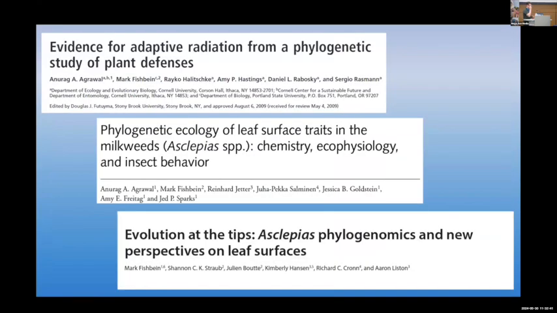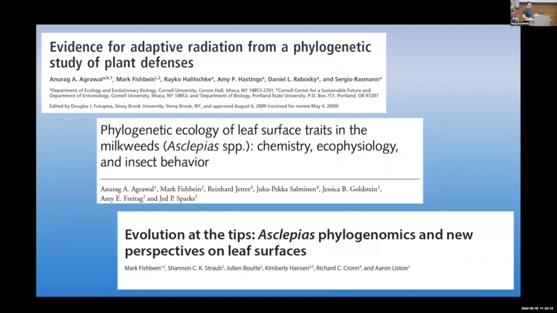So this group has been studied quite extensively in the realm of adaptive radiation because there's evidence that it rapidly diversified over the course of its history. However, most of these studies have focused on traits such as plant defenses or leaf surface traits, and not so much on the general environmental ecology of this group. So this is where my dissertation kind of tries to fill in that gap.